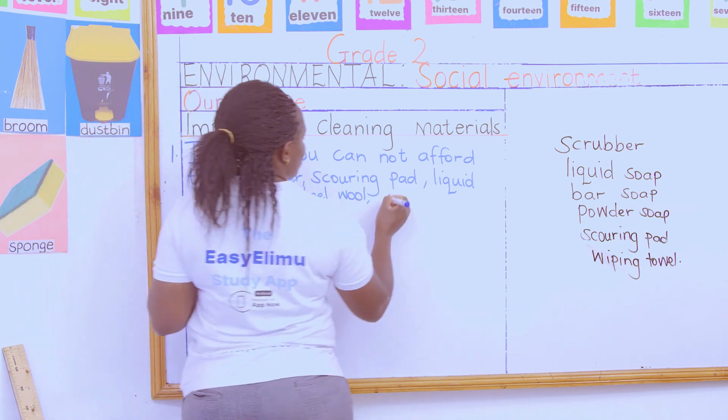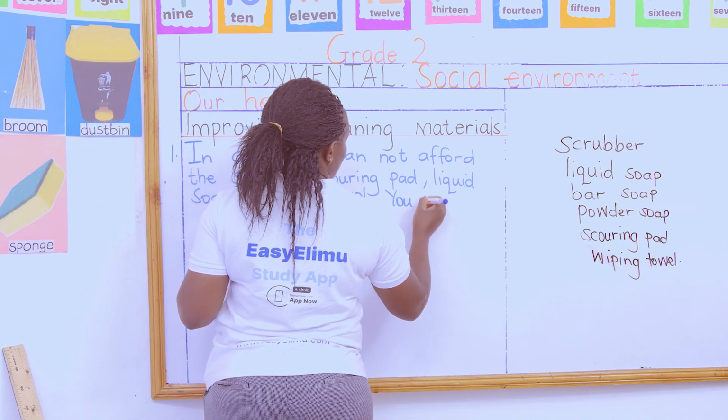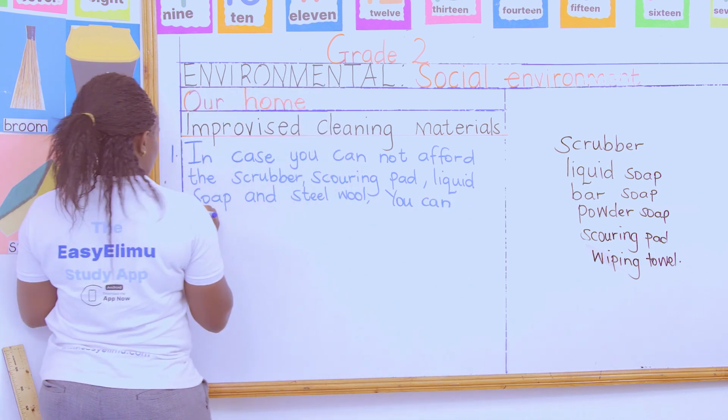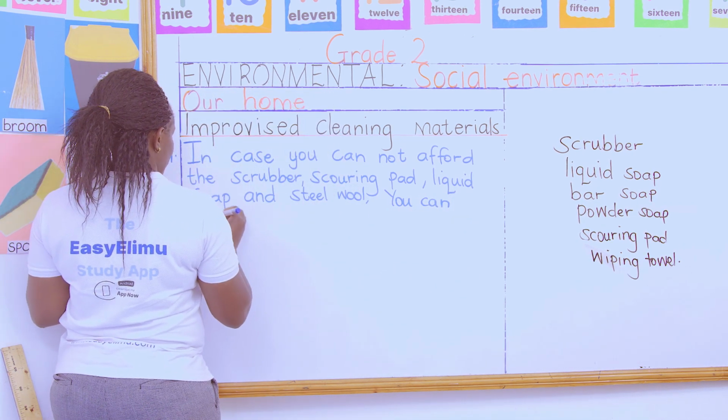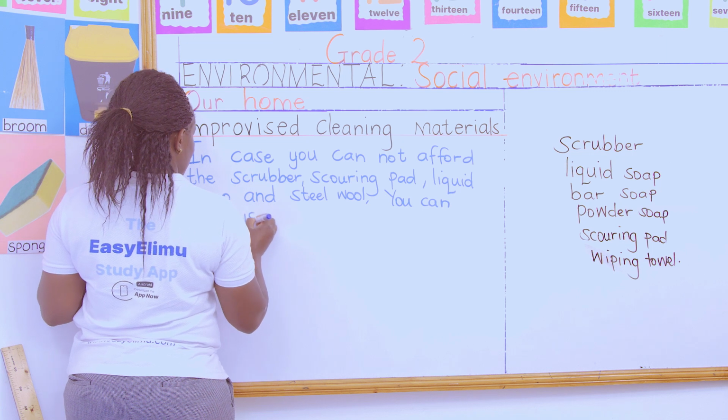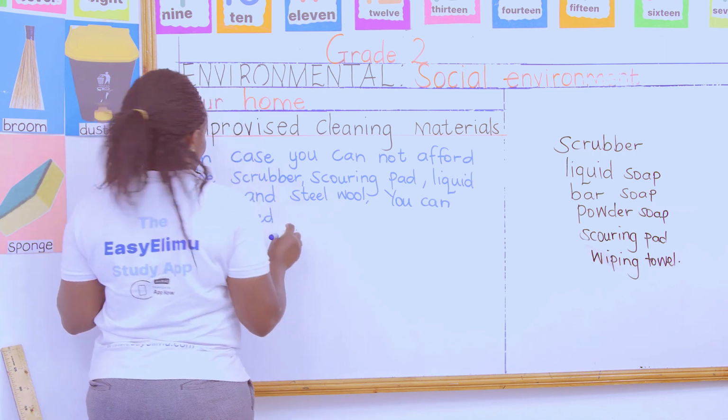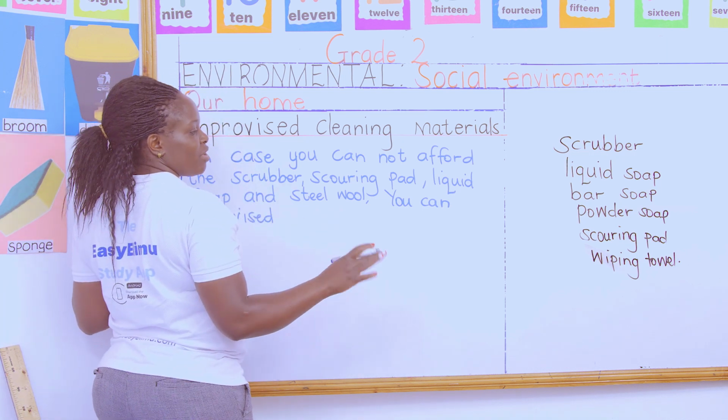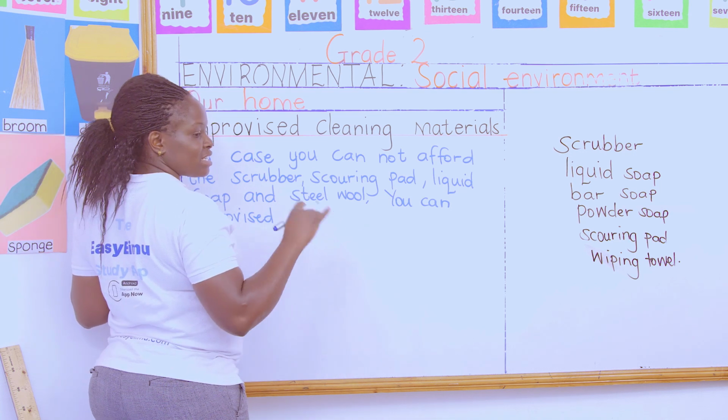We are being told you can improvise. Improvise is coming up with an alternative method to use. It will be a cheap, easily available alternative method.